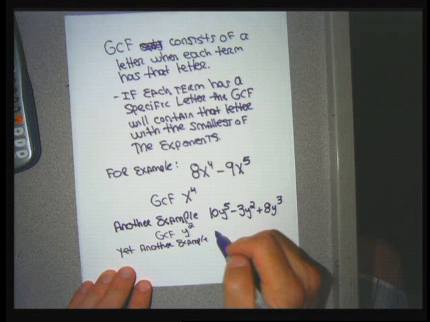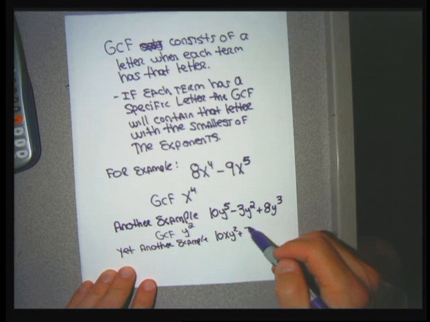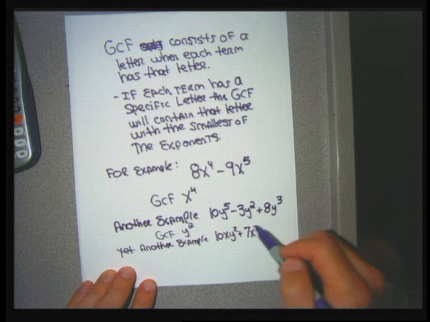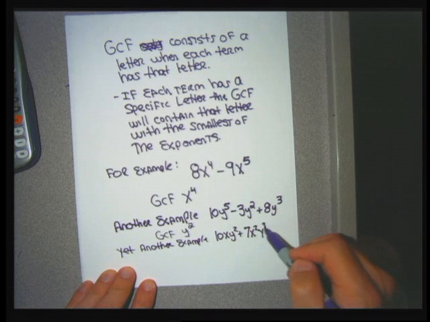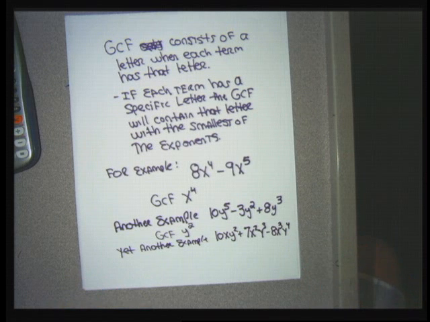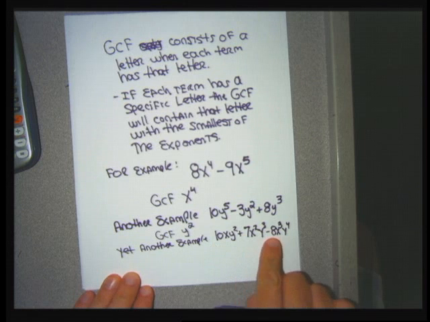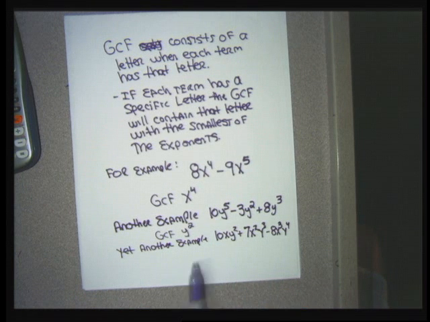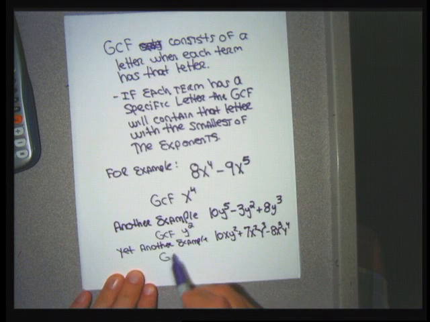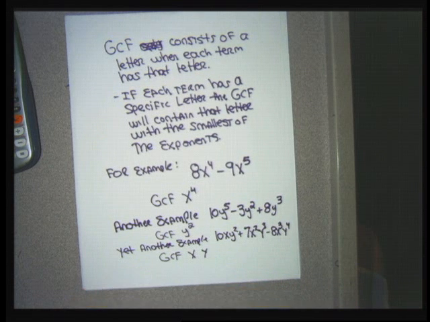If I gave you something like 10xy squared plus 7x squared y cubed minus 8x cubed y to the fourth. Again, it doesn't have a number GCF because the biggest number that divides evenly into 10, 7, and 8 is 1. But all three pieces of this trinomial have the letter x and the letter y. So the greatest common factor has to have both an x because all three terms have an x, and a y because all three terms have a y.